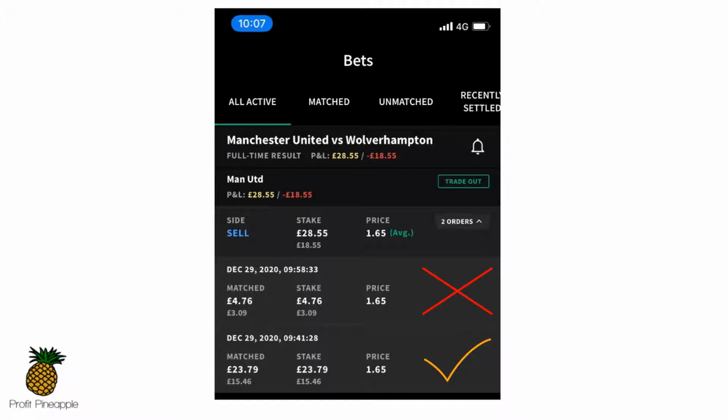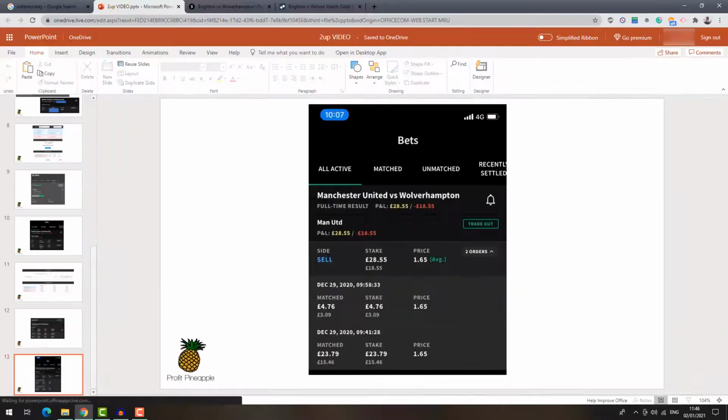So this one here, which has £4.76 stake, we don't want to cash out of that one because that would affect the other match betting offer that I had. So what I'm going to do is jump over to OddsMonkey.